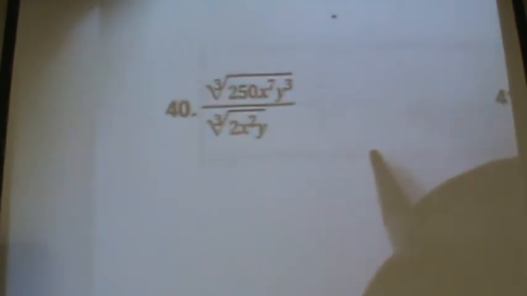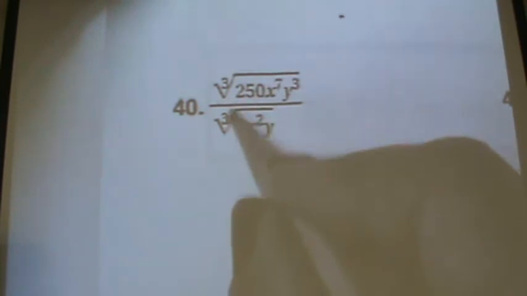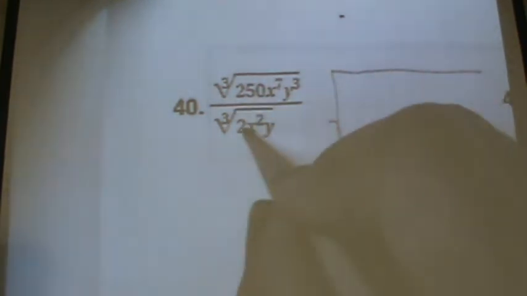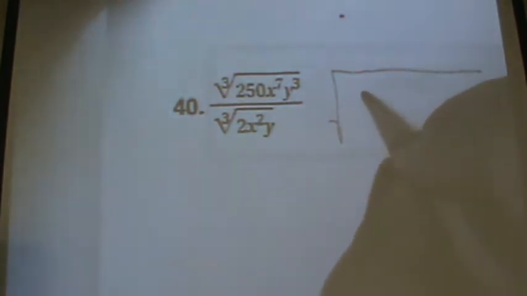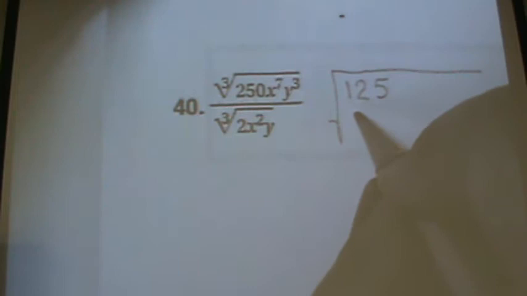Number 40. Let's simplify this. How can we simplify? They're both cube roots, so all under one radical. How many times does 2 go into 250? 125 times, right?